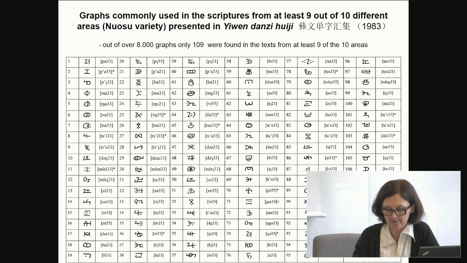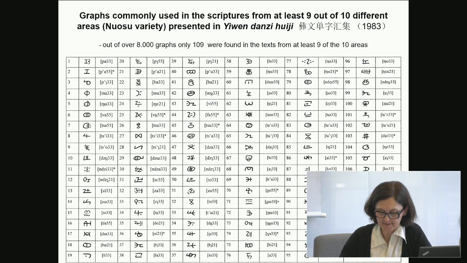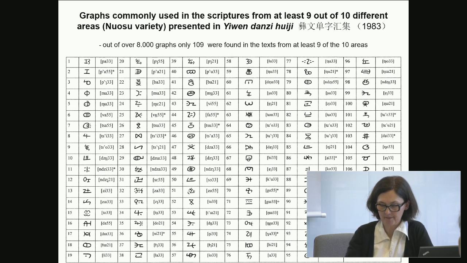Of course, as the editors of this material point out, the data presented in Yuan Dan Zi Hui Ji cannot be treated as definitive for these 10 areas, because for some of the places only a limited number of texts were available. Nevertheless, such a limited number of strictly homographic graphs shared by the users of the scripts in all investigated areas, as well as the dominant number of signs that were found only in one of those 10 places, hints at the discrepancies in sign inventories of particular users within one variety.